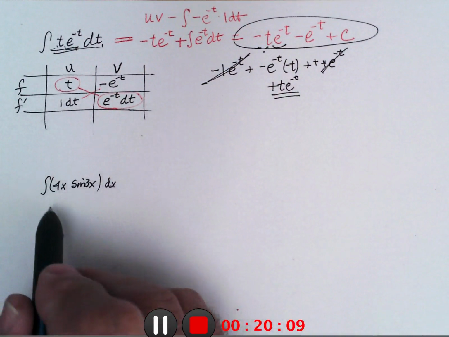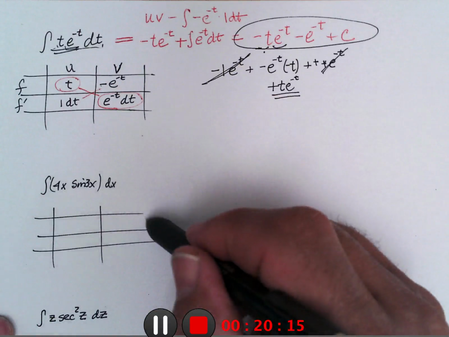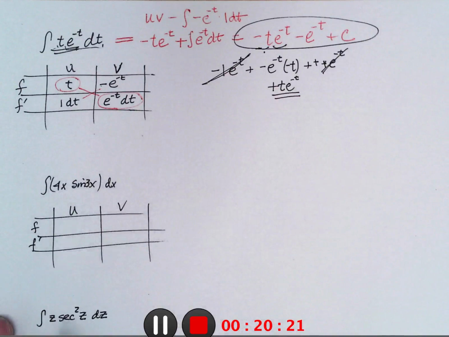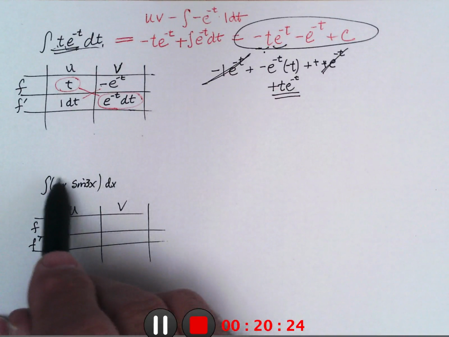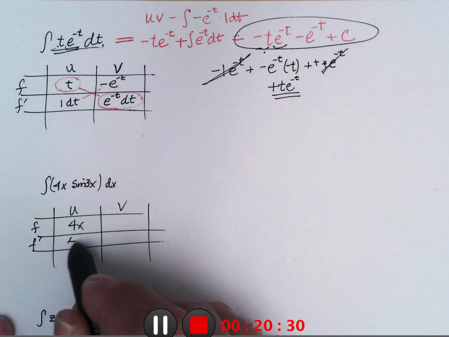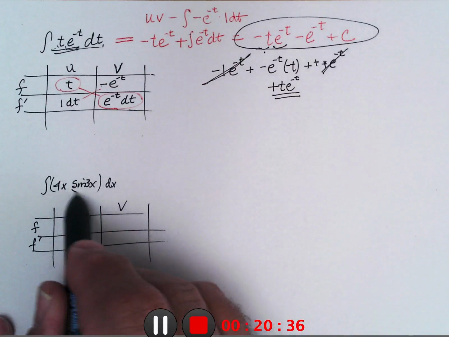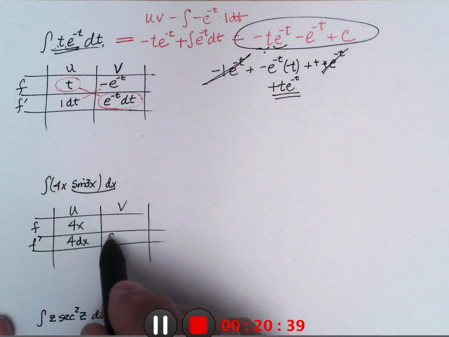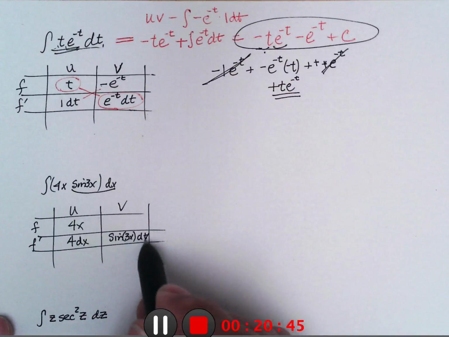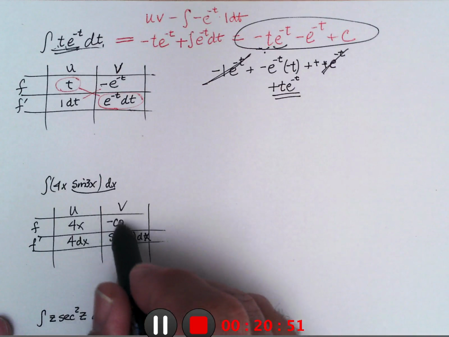So this time, I'm going to hopefully get you folks used to doing a table, the function and its derivative. I think I want to take the derivative of the 4x because that gets simpler. So 4x, its derivative is 4 dx. Which means I'm going to let the rest of this be my v prime dx. So then to do the antiderivative, that would have to be negative cosine of 3x.